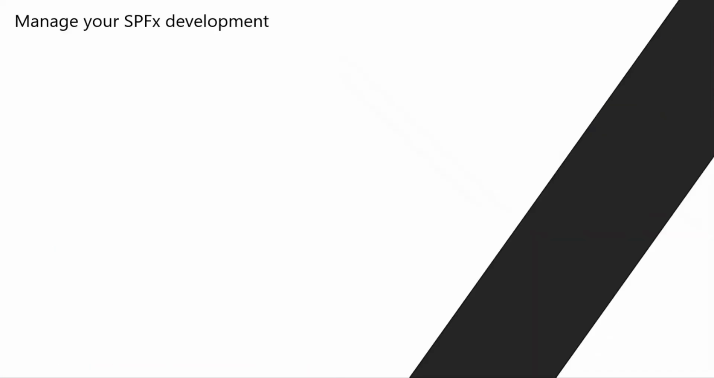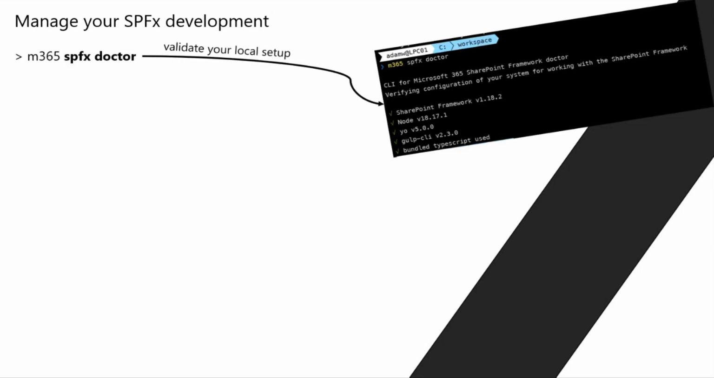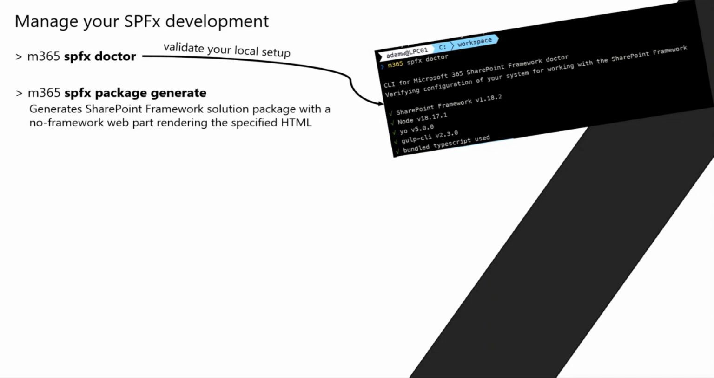Okay, so CLI also has commands that boost your SPFx development, which is really unique and something many similar CLI tools don't have. For example, we have an SPFx doctor command that will validate if your local workspace is properly set up. So basically, whether you are using the proper Node version for the latest SPFx development, or the correct Yeoman generator, or the gulp CLI, and so on and so forth. We also have a command that will generate an SPFx package with the HTML snippet you inject into it.